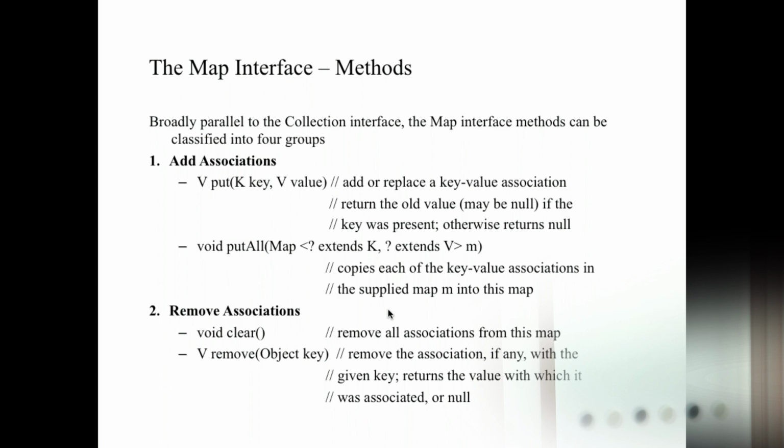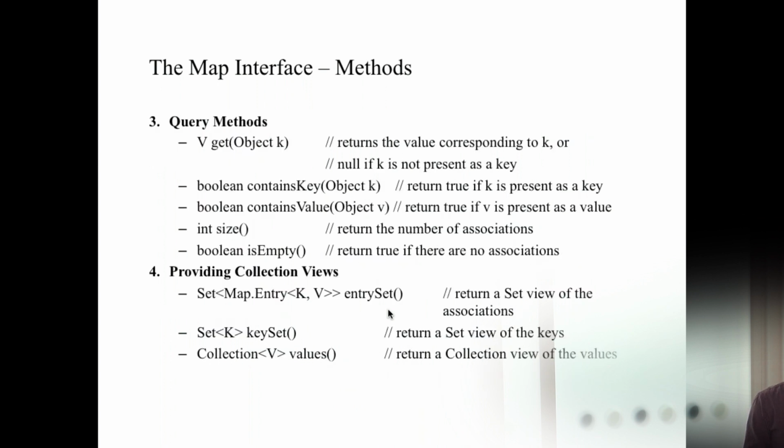And the same goes for remove associations. If you want to remove all, you can use clear. And if you want to remove only one pair, then you can call remove with the key value, and it will remove that value. And then we also have query methods if you want to find out whether the map contains a specific value or not.